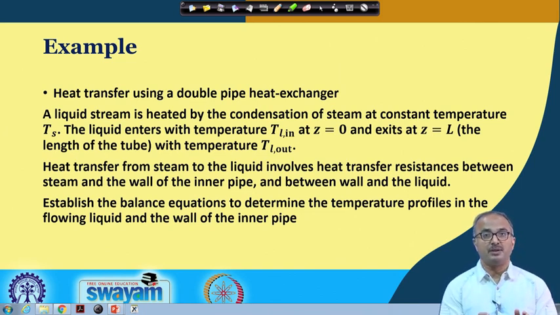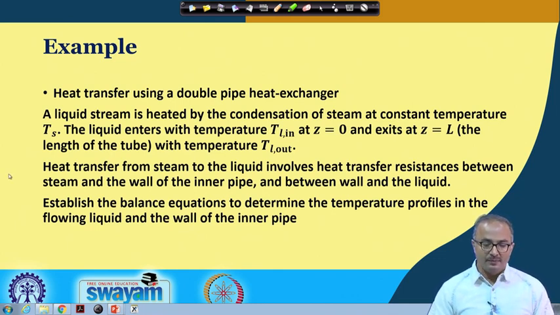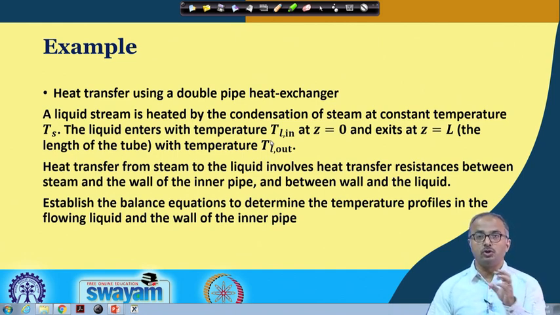So in this problem we are assuming that the subcooling effect is negligible in comparison to the effect of the condensation of the saturated vapor of the steam. Now the liquid enters the inner tube at a temperature of T_L,in, and it is going out at a temperature of T_L,out.